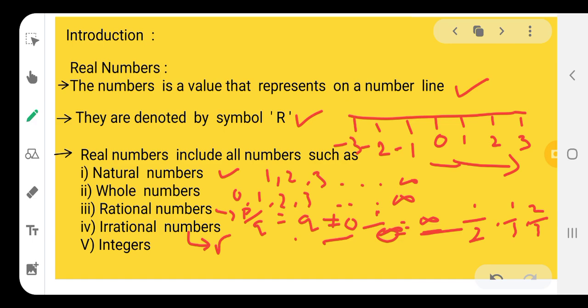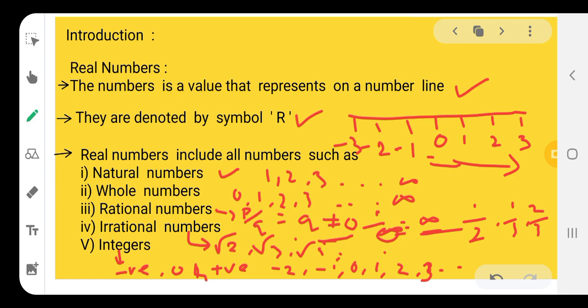Irrational numbers are root 2, root 3, square root of 5. These are the irrational numbers. And what are integers? Integers are all the numbers on the number line, that is negative numbers, 0 and positive numbers, like -2, -1, 0, 1, 2, 3, and so on. So these are the integers. So this is a small introduction about the real numbers, right?